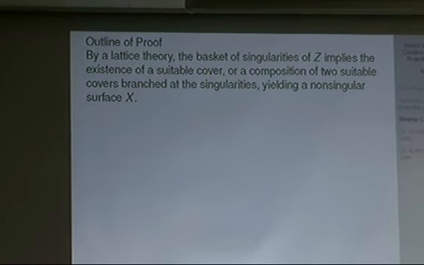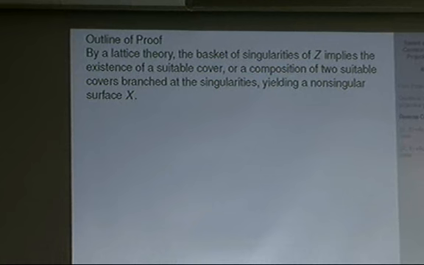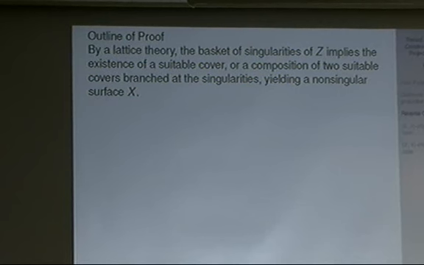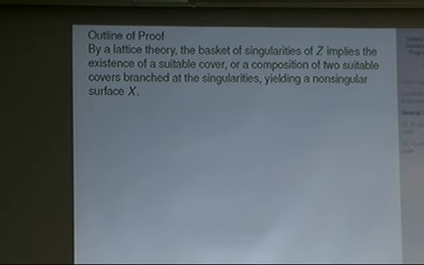Here's the outline of the proof. By lattice theory, the basket of singularities, the information of singularities, implies the existence of a Galois cover branched exactly at those singular points. So remember, if this is a quotient by some other fake projective plane, then the automorphism must have isolated fixed points. So here, the basket implies the existence of a Galois cover or composition of 2 Galois covers branched at the singularities and yielding a non-singular surface X.